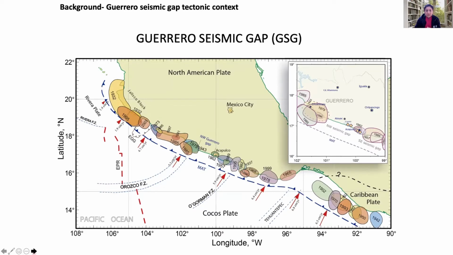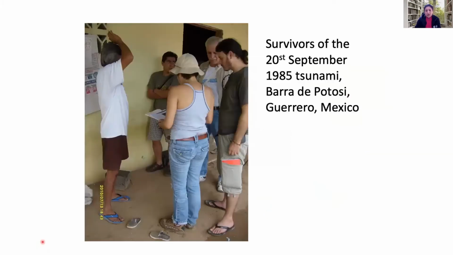So now we are focusing on this area, on the Guerrero Gap, because this is the area that, I mean, we just had this year, a couple of months ago, an event over here, magnitude 7.1, but it was outside the gap. In this gap, we have had no event since 1911. So that's the reason why we are working hard in this area, trying to find evidence.